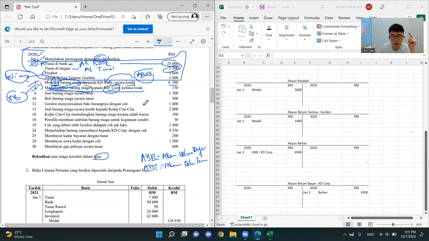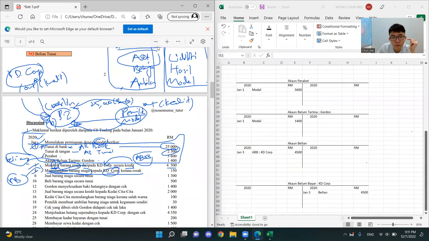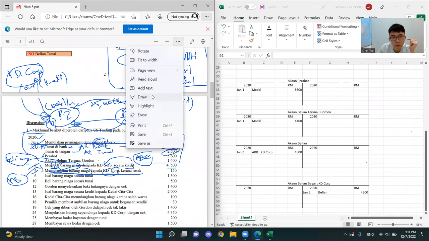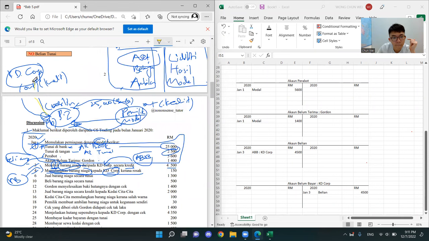Now, when you pulangkan barang niaga, see the movement of the barang. The barang actually what? I memulangkan, therefore the barang niaga will go out of my business and back to KD Corp. So look at the arrow here. So like that, right? So here, in already. Sekarang out of my business. Therefore, I need to credit my what? My pulangan belian and debit the KD Corp.